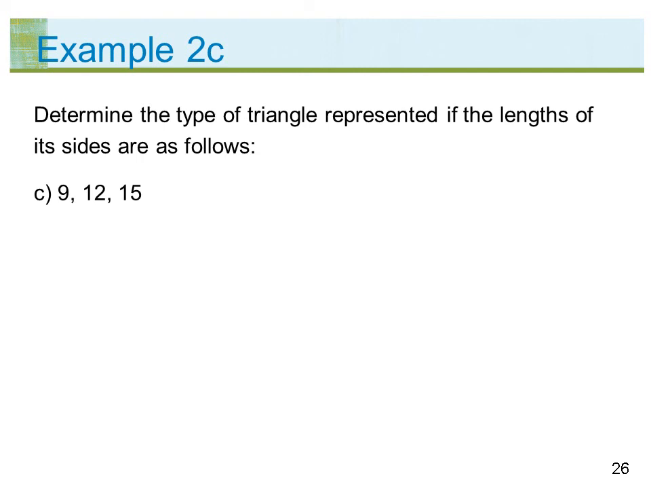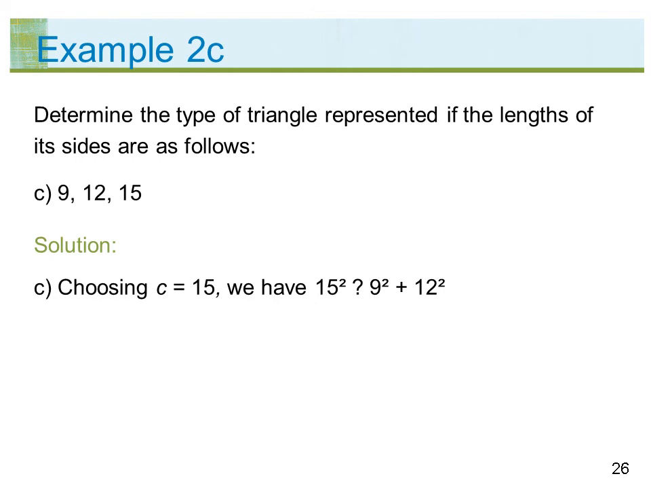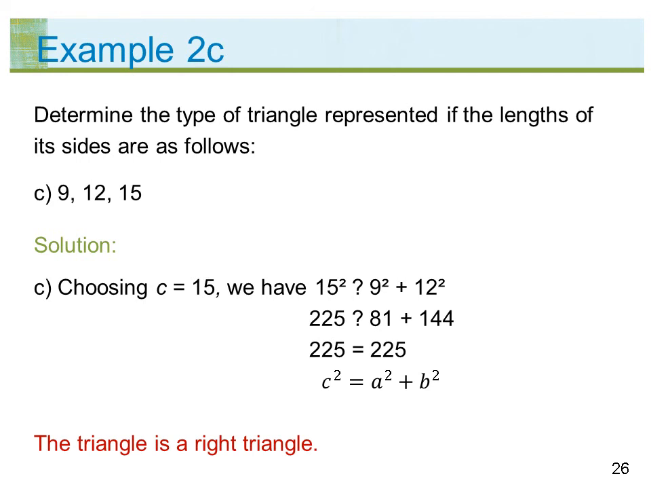Determine the type of triangle represented if the lengths of its sides are as follows. C: 9, 12, 15. Solution: Choosing c equal to 15, we have 15 squared ? 9 squared plus 12 squared. 225 ? 81 plus 144. 225 equals 225. c squared equals a squared plus b squared. The triangle is a right triangle.